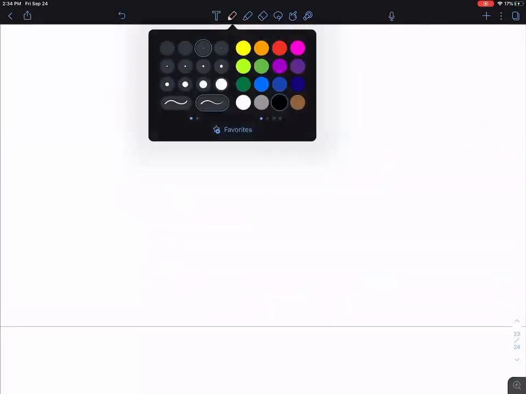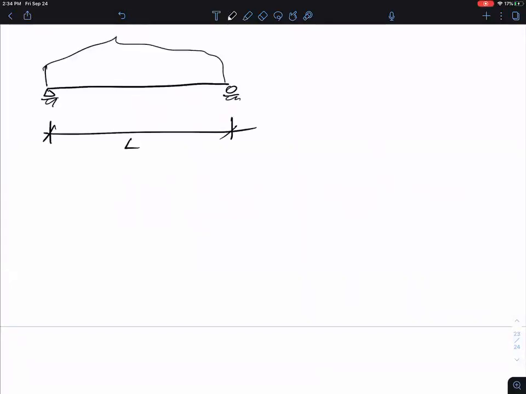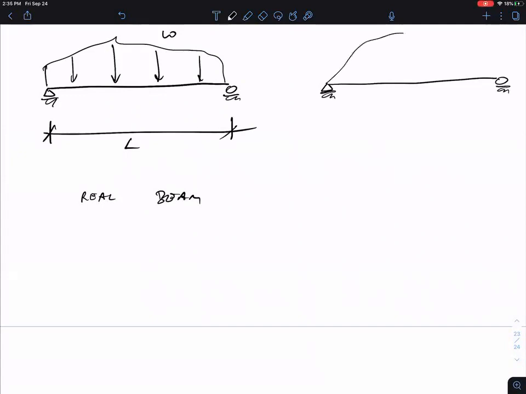So let's consider a beam that has length L, and it has an arbitrary distributed load. And we'll call this the real beam. And then we'll consider a second beam that has the same length as the real beam, but it's loaded with the M over EI diagram of the real beam.